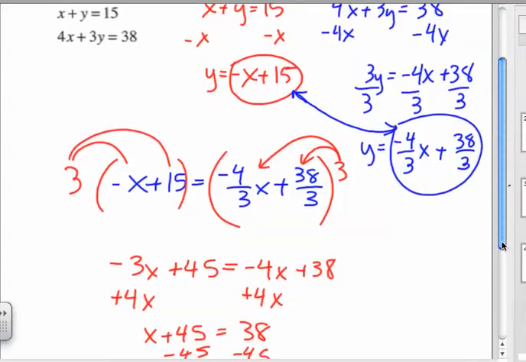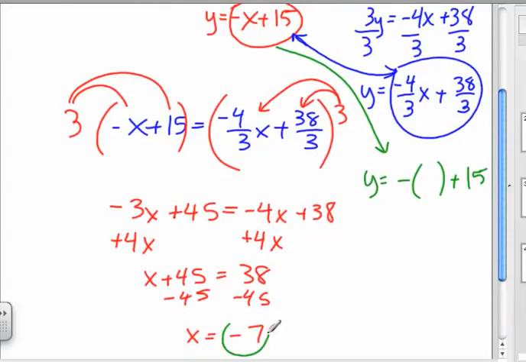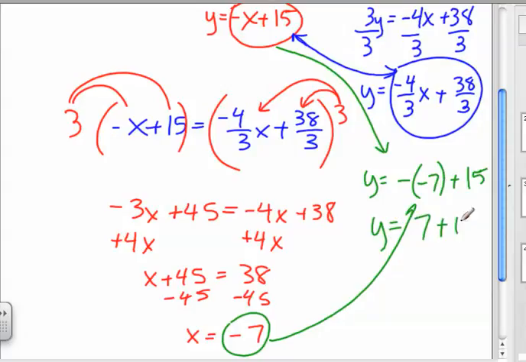So look, I'm going to draw a line over here to give myself just a little bit of space. y equals negative, parentheses, plus 15. And we'll remember that our answer was negative 7 for x. I put negative 7 in there, so that's y equals positive 7 plus 15. y equals 22. So my point, Max, is x equals negative 7, y equals 22.